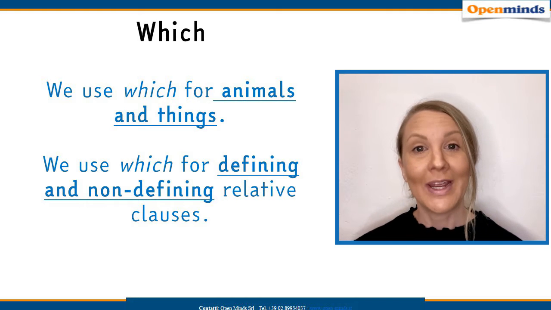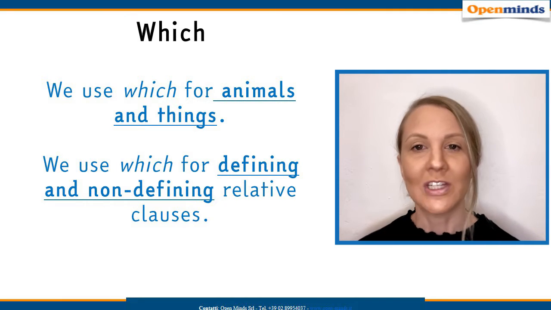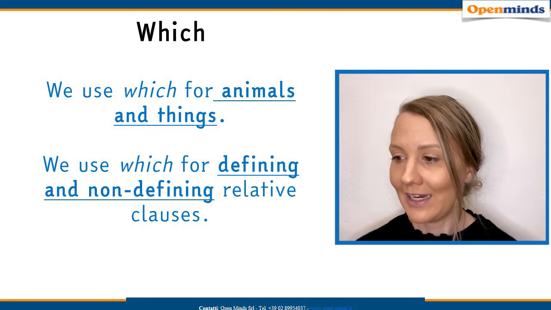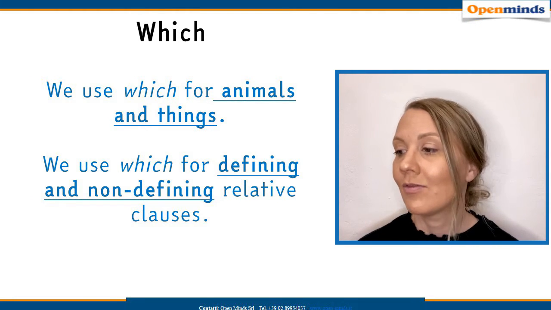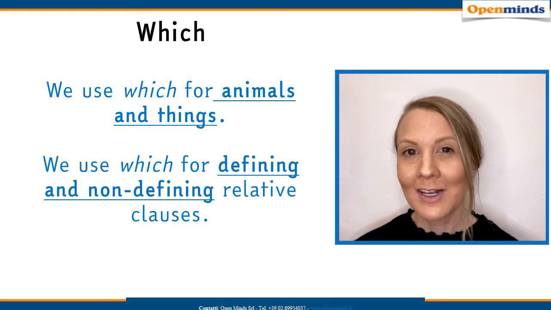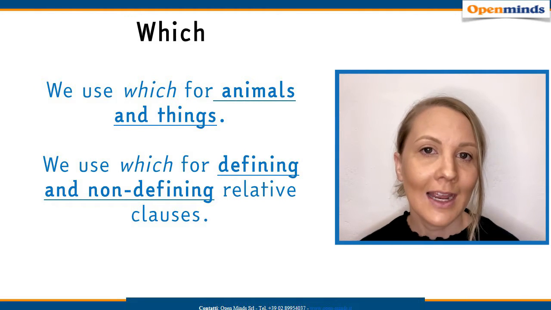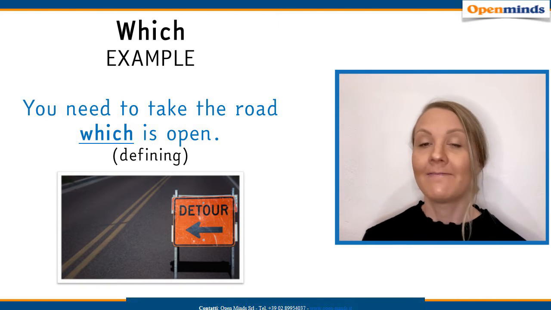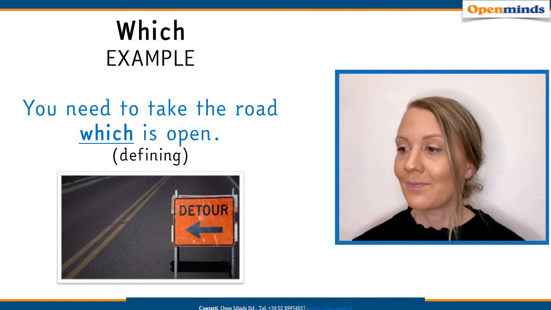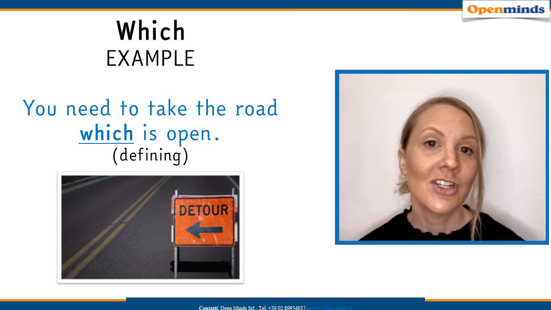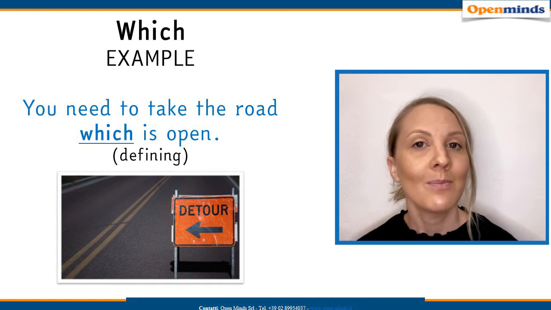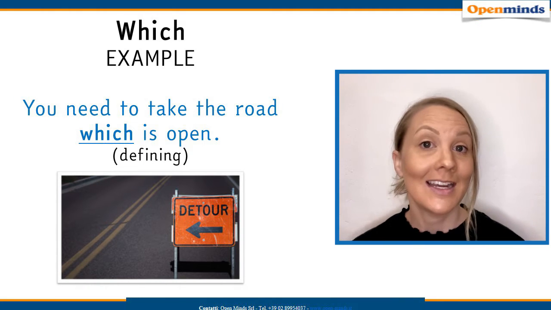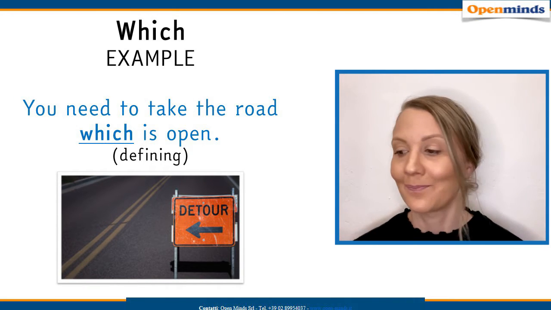Let's begin with which. So we use which for animals and things. We use which for defining and non-defining relative clauses. Let's have a look at some examples of defining and non-defining relative clauses. So an example of a defining relative clause is, you need to take the road which is open. This is defining because which is open describes how the road is. It is open. It's an open road.